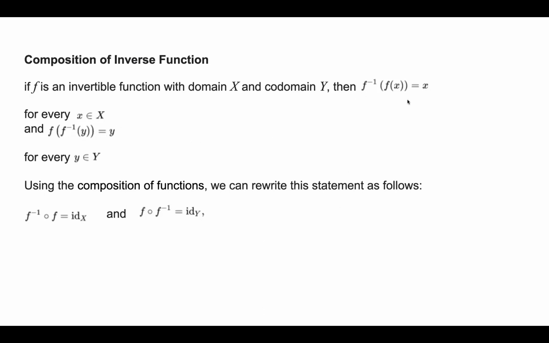Why is it so? Because f of x is equal to y and f inverse of y is equal to x. Okay, hold this bracket, this one is equal to x, and this whole bracket is equal to y. Are you getting it? This is the simple inverse functions and composition of inverse functions.